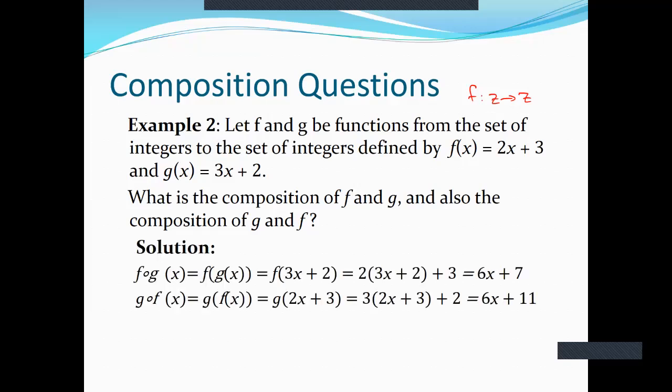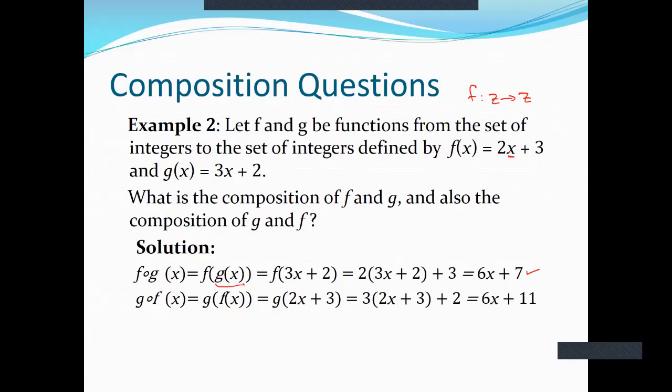Let's see. So f of g of x. We know that g of x is 3x plus 2. So we need to substitute 3x plus 2 in f of x. What is f of x? That is 2x plus 3. So instead of this x, we will substitute the value of g of x. So 2 into 3x plus 2 plus 3, right? So if you simplify this, this is nothing but 6x plus 4 plus 3, that is nothing but 6x plus 7.